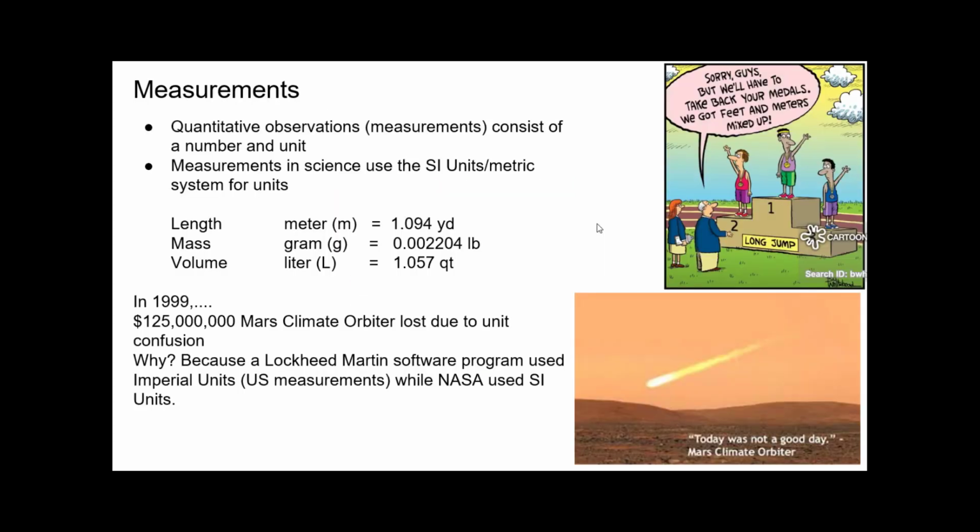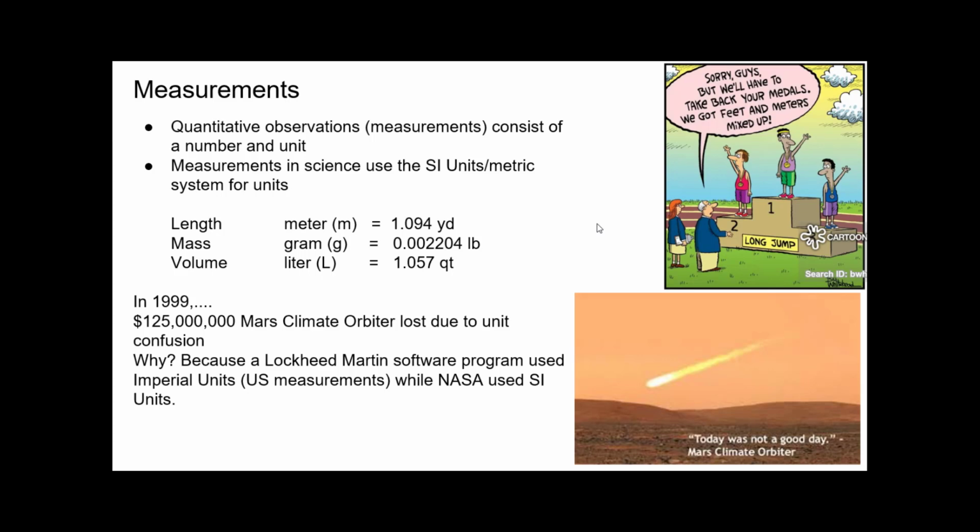Measurements, quantitative observations, fancy words for measurements, consist of a number and a unit. This is very important. You can never just provide a number, and you can never provide just a unit. We need to have both together to know exactly what you're talking about. If you were to do a problem for me and you gave me just the number and no unit, it would be wrong because I don't know what it goes to.